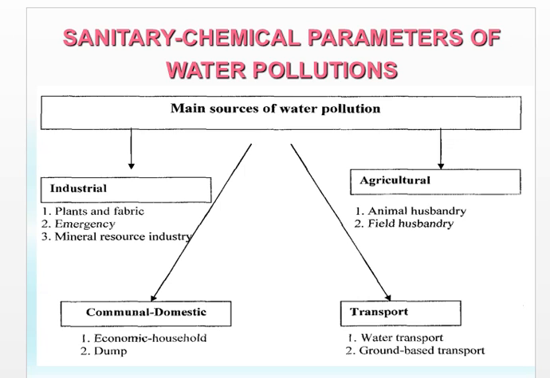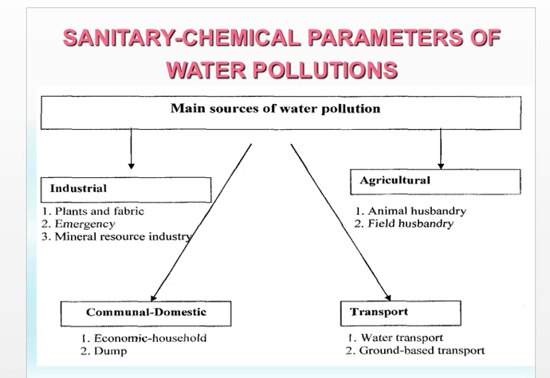On these slides, you can see a scheme of sanitary chemical parameters of water pollution. What are the main sources of water pollution? We say there are 4 main sources. First is industrial. What is industrial? Plants and factories, emergency, mineral resource industry.